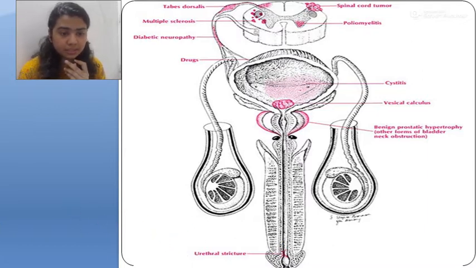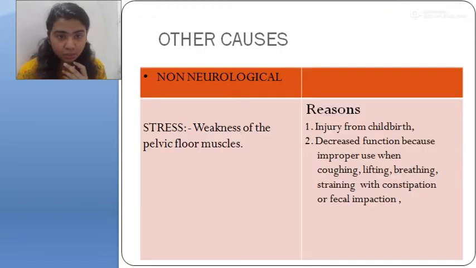So these are the causes, and where the location can be, and in which disease where the involvement of the whole tract is, is shown in this picture. Other causes, if it is non-neurological, can be stress, that is a weakness of pelvic floor muscles. Reasons can be injury from childbirth or decreased function because of improper use when coughing, lifting, breathing, straining with constipation or fecal impaction.